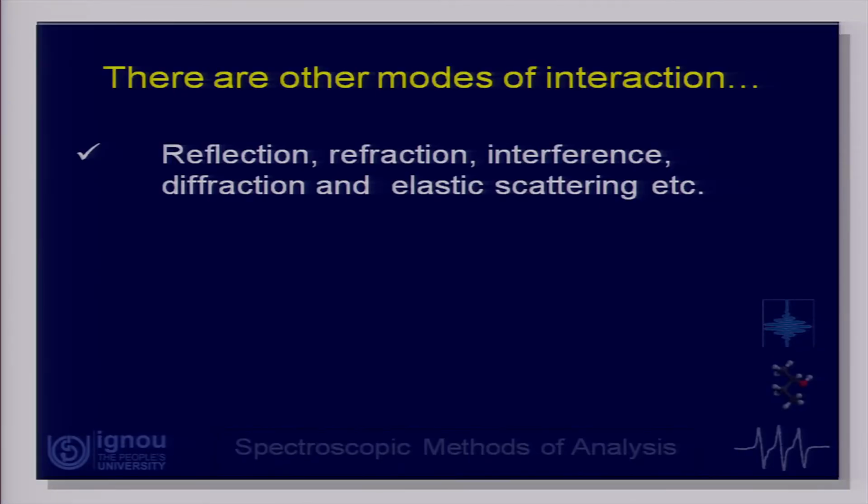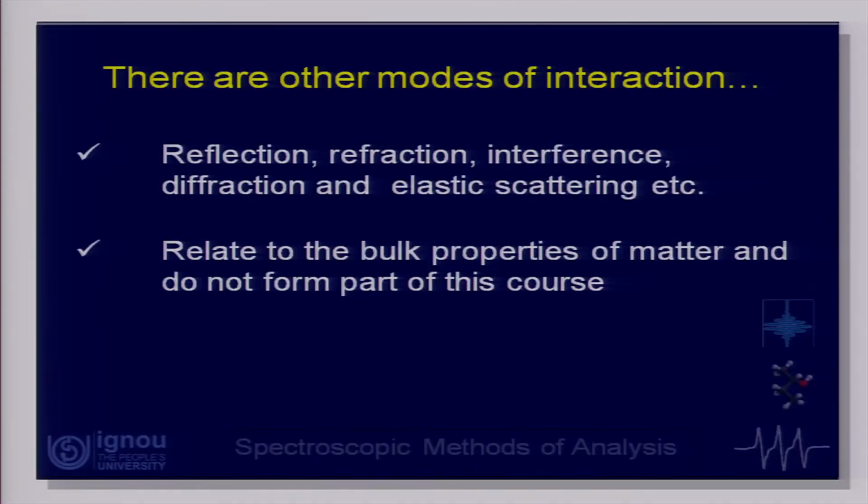Let us continue and understand that there are other possible means of interaction between radiation and matter. We talked about only three possibilities: absorption of radiation, emission of radiation, and scattering. There are other possibilities, could be reflection, refraction, interference, diffraction, and many more. These are the bulk properties of the system, and that is what we are not interested in. What we are interested in is how matter per se, a molecule or an atom, interacts with radiation, and what happens as a consequence of that. We are not interested in the bulk properties of the system.